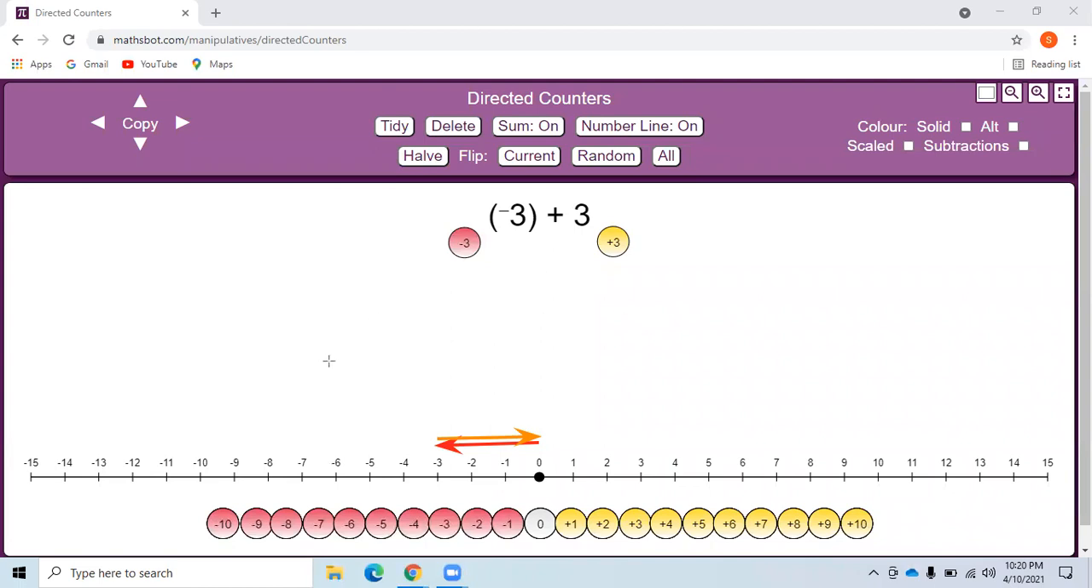And we could do the same thing with +3 plus -3. We could show the same thing. So here, adding +3, I'm going to move 3 to the right. And then adding -3, I come back. My two arrows cancel each other, and I'm back to 0.